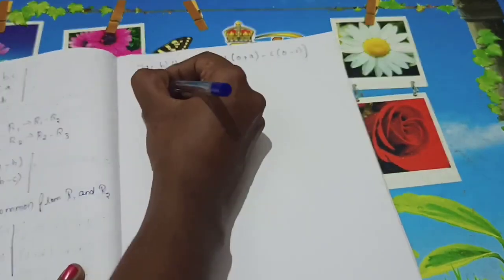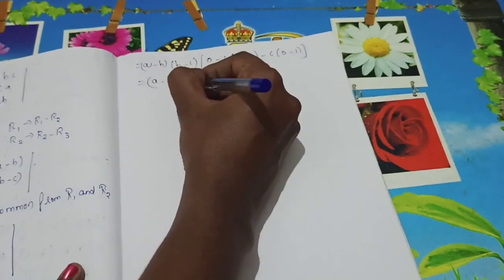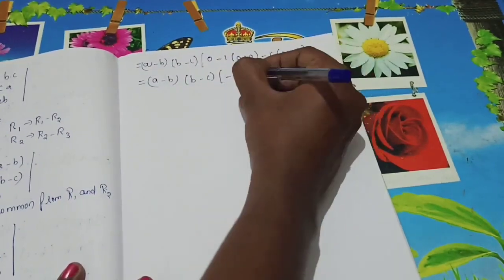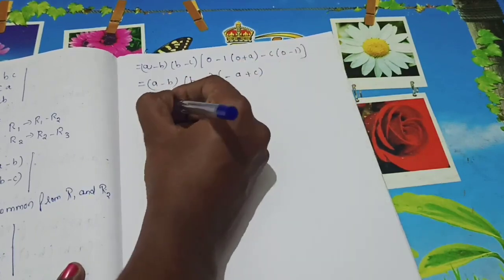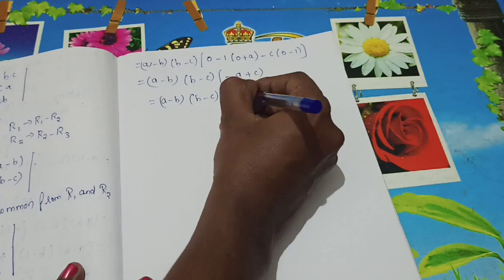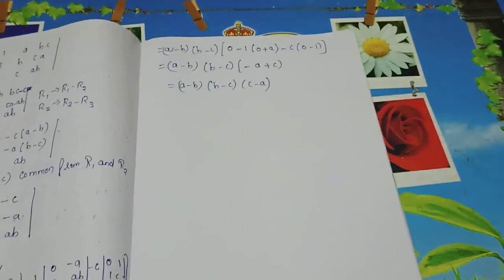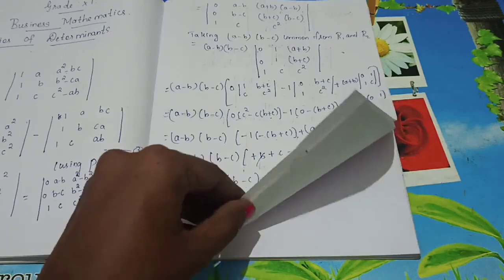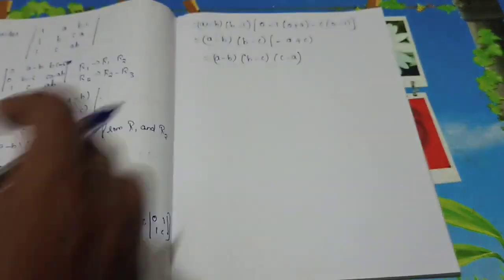That's equal to (A minus B) into (B minus C) into minus A, minus into minus plus. Okay, that is equal to (A minus B) into (B minus C) into (C minus A). Okay, now we have got the two answers. So one answer is here, is it right? The next answer is there.